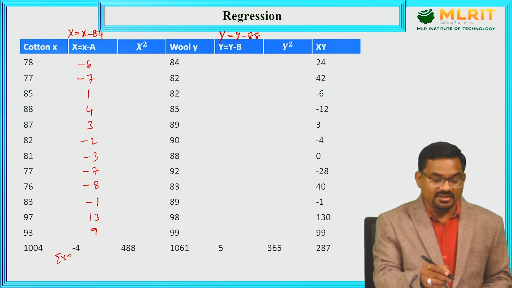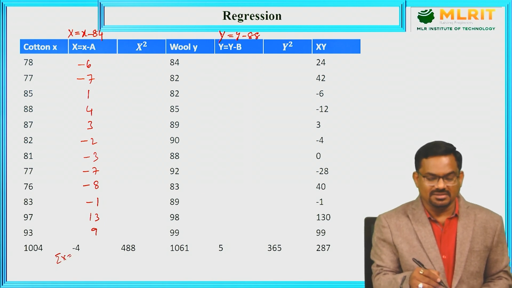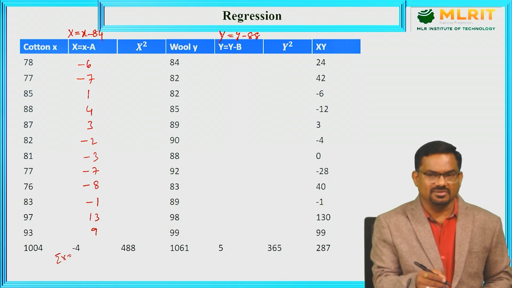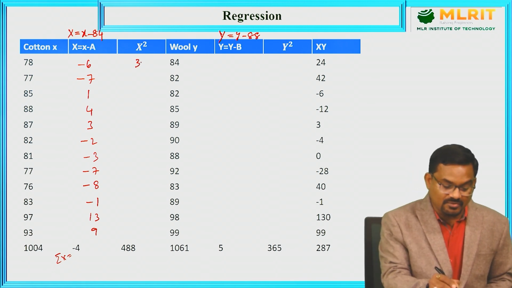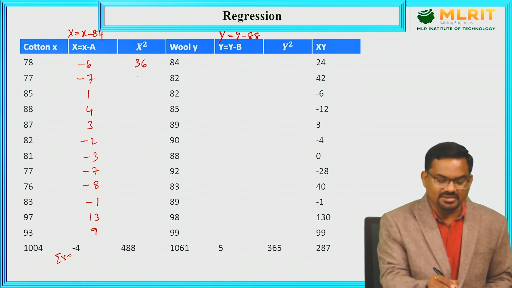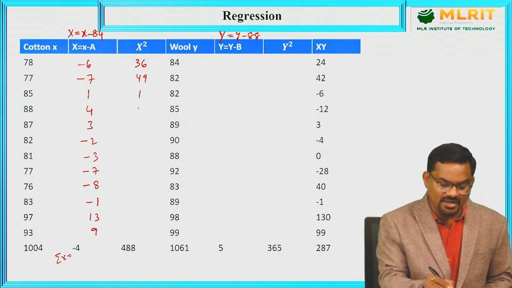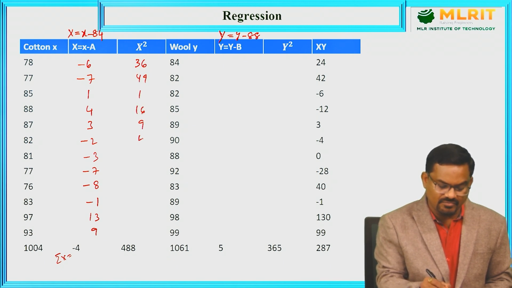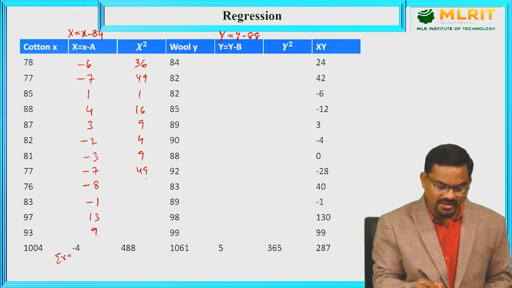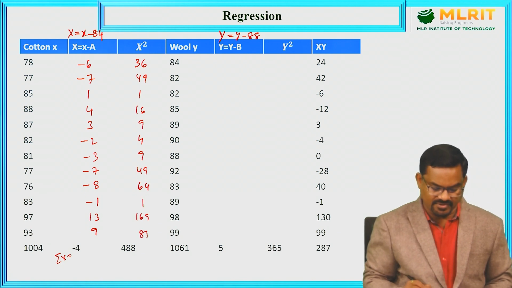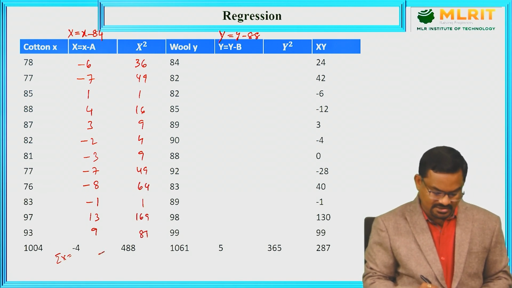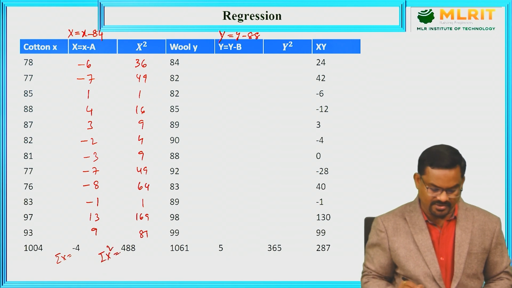Now, let us square these values and add, because in the formula we need sigma x square, sigma y square, sigma xy. So, that is why we are constructing this table to calculate the required values. So, x square: 6 square 36, 7 square 49, 1, 16, 9, 4, 9, 49, 64, 1, 169 and 81. And this denotes sigma x square.